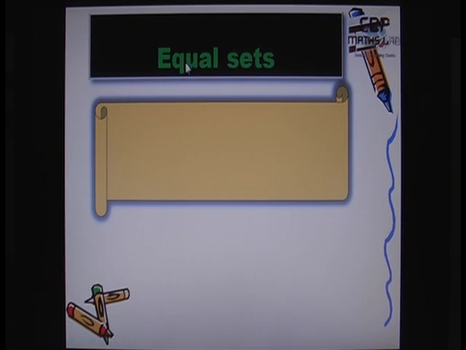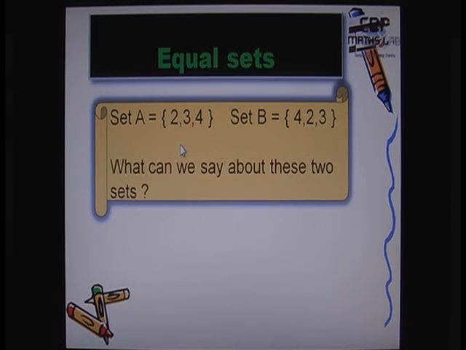So we're on our new concept, equal sets. What the word equal means? Okay, same as. So let's look at this example. Now set A is equal to 2, 3, 4, and set B is equal to what? 4, 2, 3. Now stop and look at both sets. What do you notice? Good. What can we say about these 2 sets? What did you say? Come on, tell me. Alright. Okay, let's see.